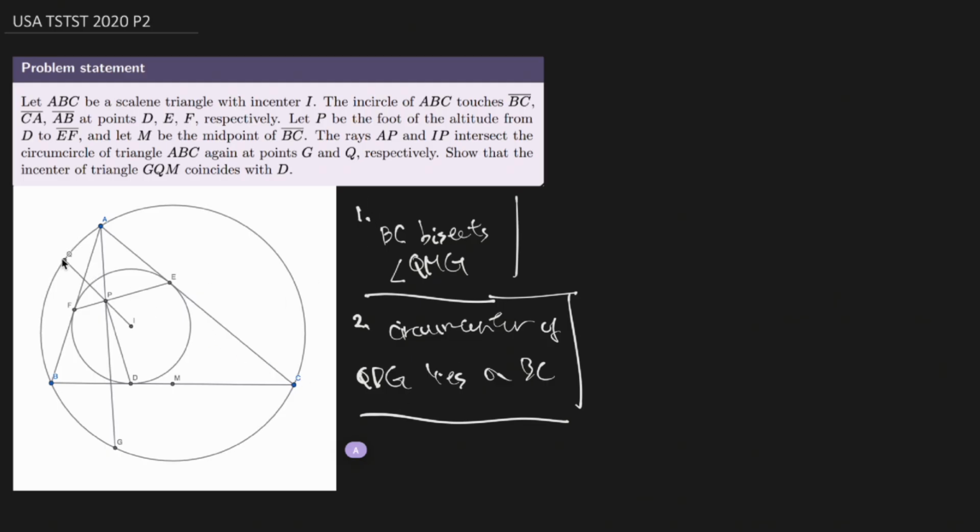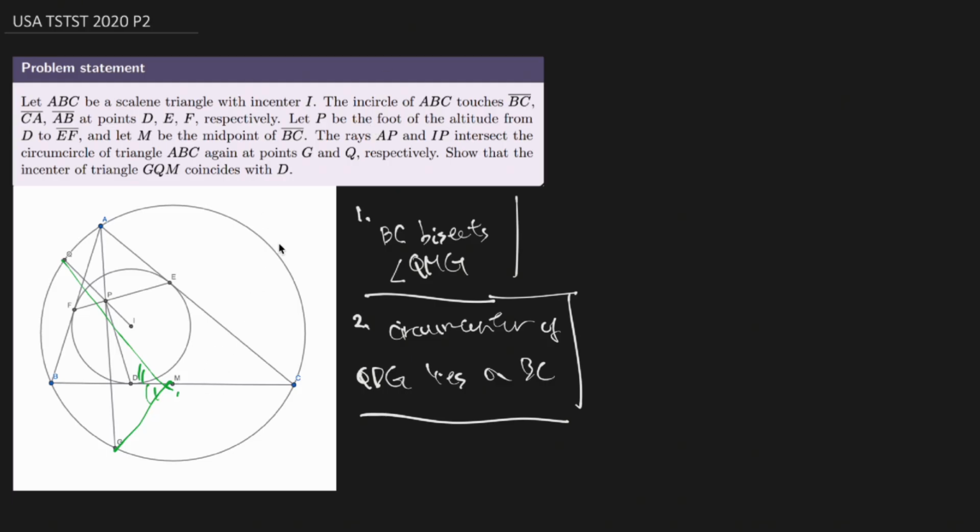The first condition asks us to prove that QMB, this angle, is equal to BMG, this angle. Well, here actually comes the first major leap, in which we have to see a very key point in order to continue and proceed with the problem.